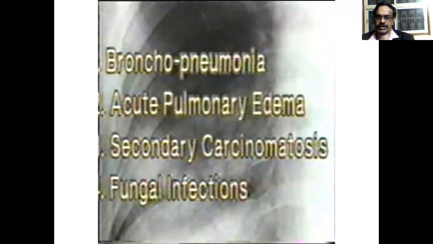Some similar conditions like bronchopneumonia, acute pulmonary edema, secondary carcinomatosis, and fungal infections usually have similar X-ray findings. Bronchopneumonia is caused by pneumonia, with fluid aspiration into the lungs, and there will be patchy white opacity. Acute pulmonary edema is an acute condition. Secondary carcinomatosis, that is carcinoma secondaries in the lungs, also produces a similar patchy white opacity. Fungal infections also cause patchy white opacity in the lungs.